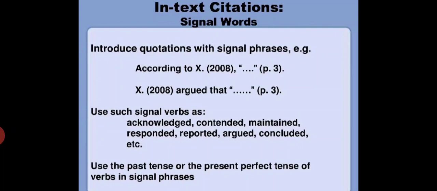Use such signal verbs as acknowledged, contended, maintained, responded, reported, argued, concluded, etc. Use the past tense or the present perfect tense of the verb in signal phrases. When you are writing a literature review or you are giving reference of something, try to use past tense or present perfect tense, because that is already done and you are giving the reference only, and the activity was done in the past.